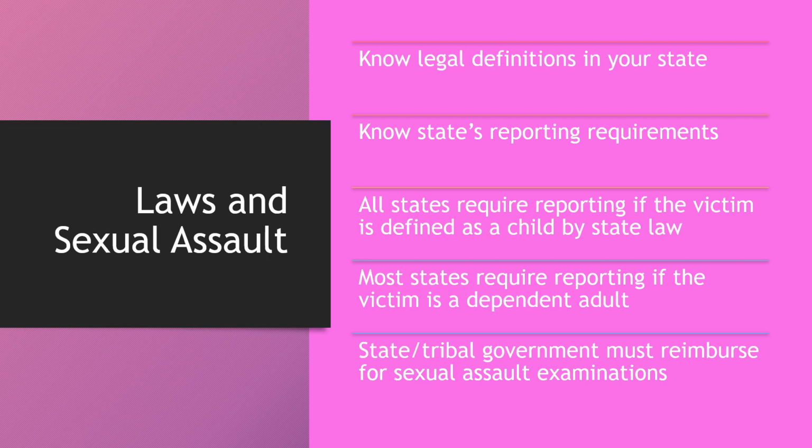When we think about laws in sexual assault, we know there are legal definitions in your state. We know that the state's reporting has requirements. All states require reporting if the victim is defined as a child by state law. Most states require reporting if the victim is a dependent adult. Identification may be withheld if that individual wishes to remain anonymous. And then state or tribal government must reimburse for sexual assault examination.